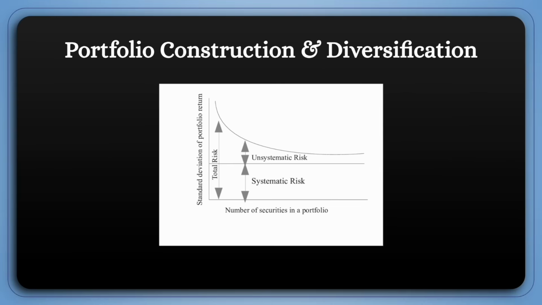So if we look at this diagram, we can see here that on the x-axis, there's number of securities, and on the y-axis, there's the standard deviation of your portfolio's return. The height represents the total risk, and as you can see, as the number of securities in your portfolio increases, the amount of unsystematic risk decreases, whereas systematic risk persists. And we'll get to that in a bit.